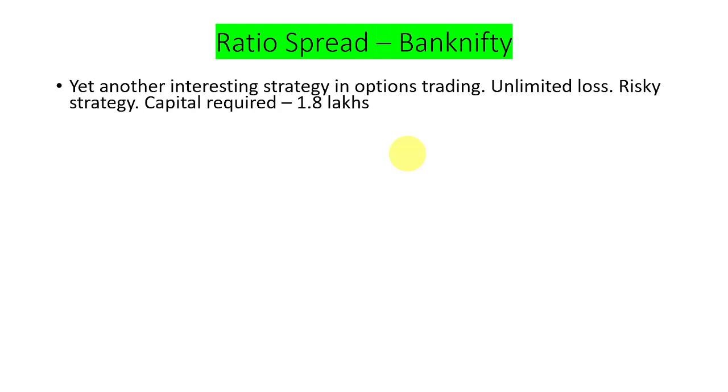You can see the capital requirement is also a little high because when I say unlimited loss strategy, as we are option sellers, it is not a protected one, not a hedged one. So obviously there is going to be a naked leg, and that is the reason we have a capital requirement a little higher than usual. It is about 1.8 lakhs margin required.